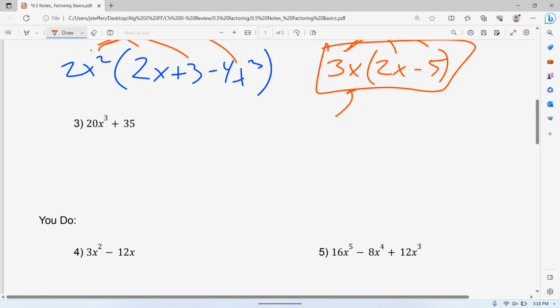Next one, number 3, between the 20 and the 35, I can take out a 5. Now, 35 does not have any x's with it, so we can't take any x's out. Because if we did, how would we take any away from 35 if it doesn't have it? So, 20 divided by 5 is 4, but the x to the third stays. We didn't take any x's out. 35 divided by 5 is 7. Obviously, there's no x's in that one. That's why we couldn't take any.